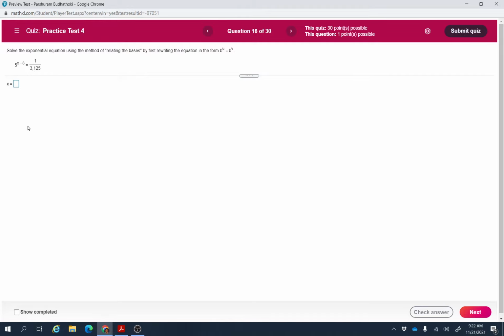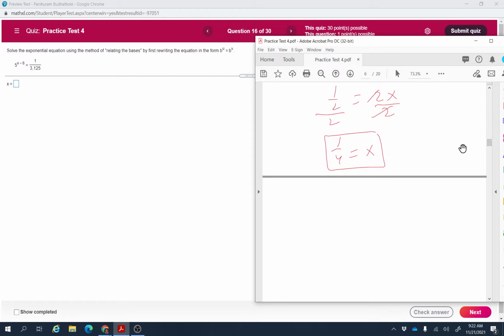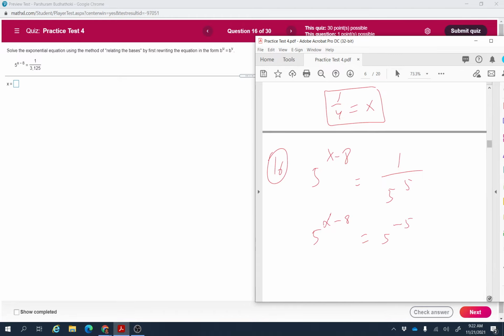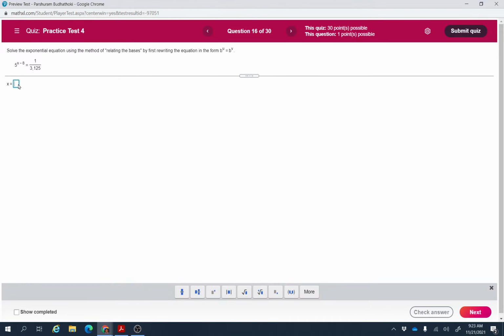Yes, so for this problem, by using the same approach as the previous problem, on the left side we can write 5 to the power x minus 8. On the right side we have 5 to the power 5 in the denominator, but we need to bring this base to the top, so that will be 5 to the power negative 5. So now you can equate the exponents and solve for x, which gives x equal 3. So x equal 3.